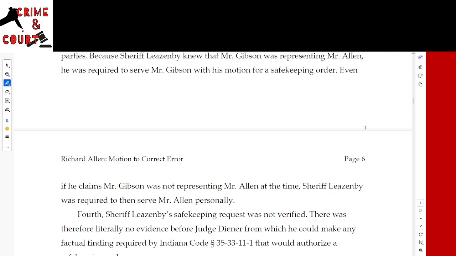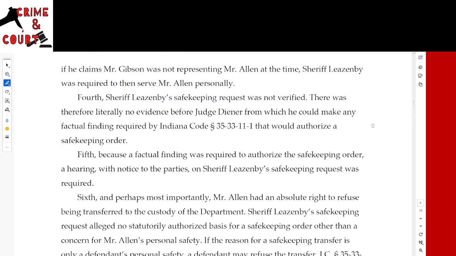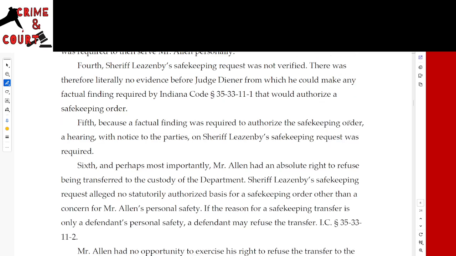Even if he claims Mr. Gibson was not representing him, Mr. Allen, at the time. Oh, so even if you think that your criminal is not represented by an attorney, you still have the obligation to serve them with those papers, whatever the order, the safekeeping order, even if he doesn't have an attorney. So either way, he should have received it in some form or fashion.